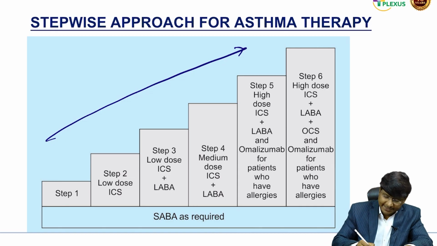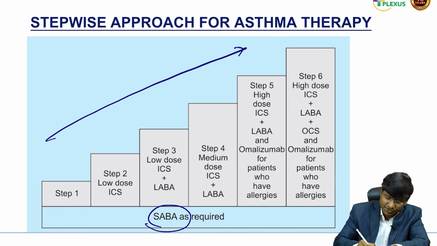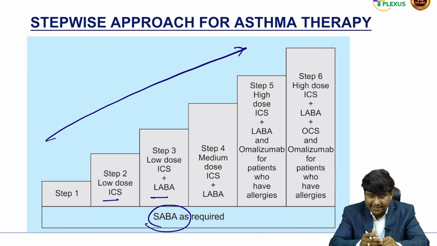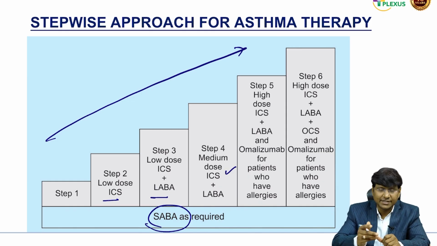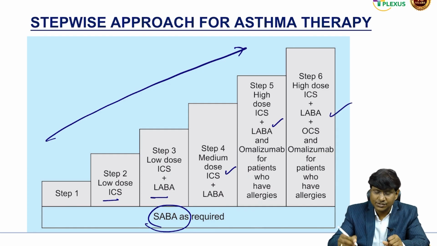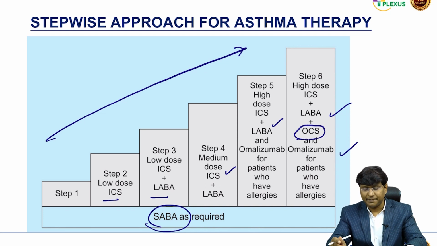And the entire treatment is completely a stepwise approach. Right? So step 1, they will be requiring the SABA, short acting beta agonist, on an SOS basis, and step 2, they will be requiring low dose inhaled corticosteroids. Step 3, you need to add LABA. Step 4, you increase the dosage of the inhaled corticosteroids, and in step 5, you need to give high dose inhaled corticosteroids, LABA and omalizumab. And in step 6, along with the high dose inhaled corticosteroids and LABA, oral corticosteroids should be added, and omalizumab for patients who have allergies. So this is the stepwise approach in asthma therapy.